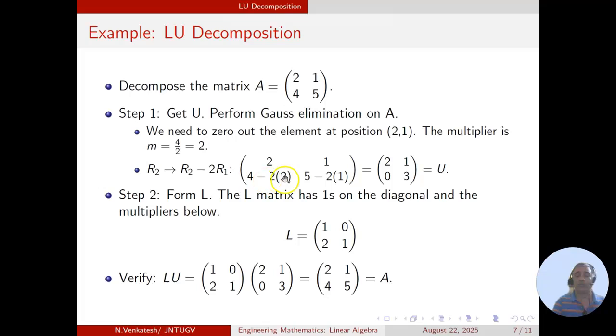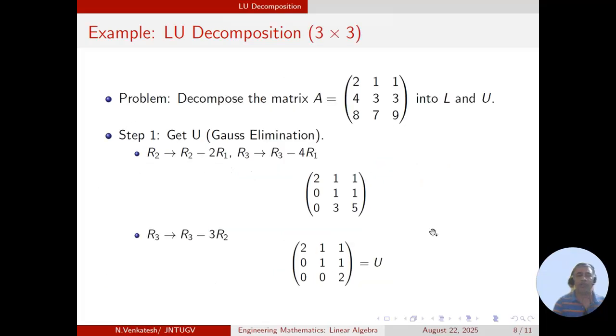And after this transformation, we are going to get an upper triangular matrix. All the elements below the main diagonal are 0. So whatever upper triangular matrix that we got, that is U. So now this is your LU. You can verify by taking the product of LU. When you take the product of LU, we are going to get the same matrix A. So now A is decomposed into LU, where L is 1 0 2 1 and U is 2 1 0 3.